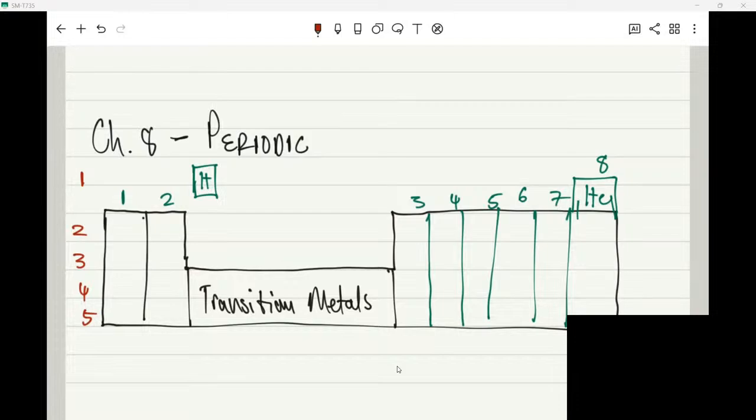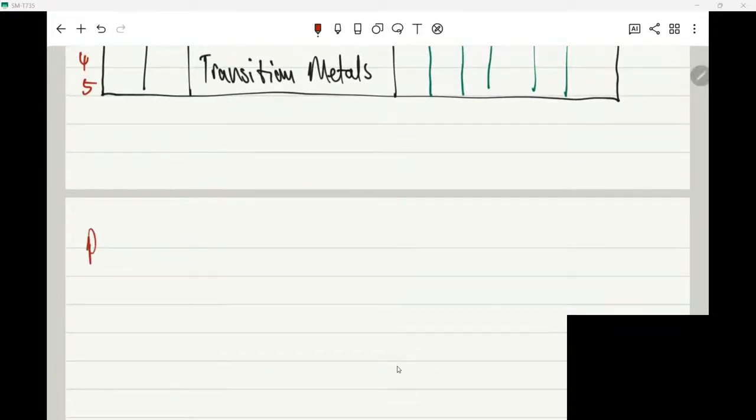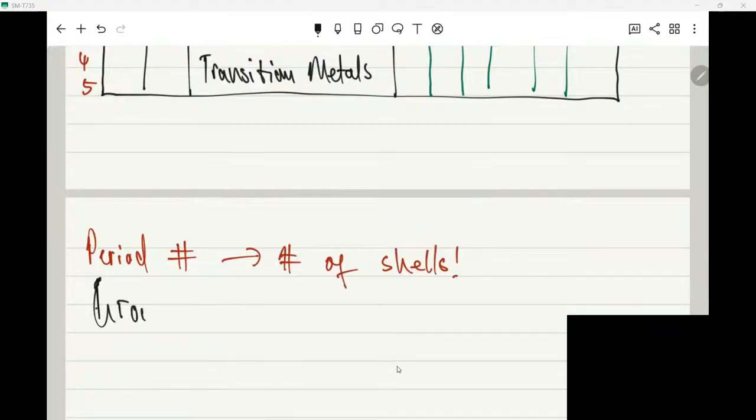Then the period number tells us how many shells you have. Just write this: the period number tells me the number of shells. Hydrogen and helium are in period 1, which means they have 1 shell. Everything else is 2, 3, 4, 5, going like that. The group number doesn't tell me the number of shells. No, the group number tells me the number of electrons in the last shell.